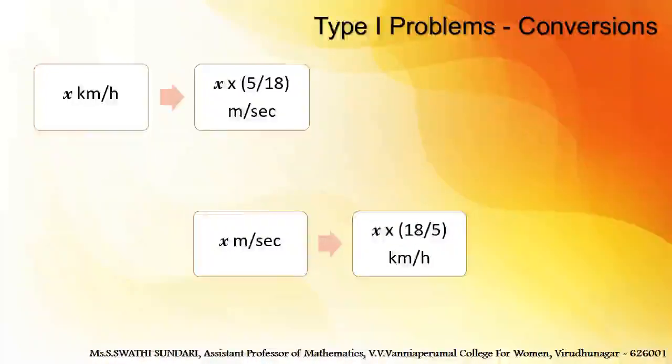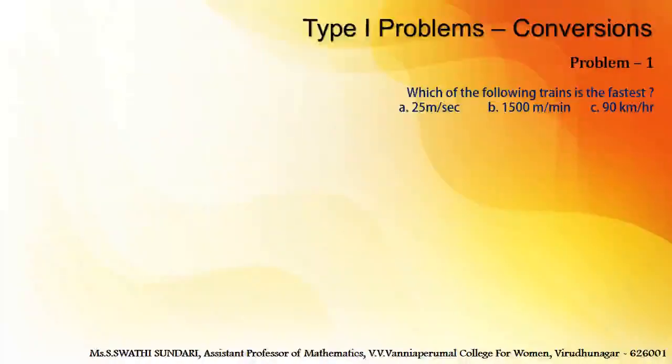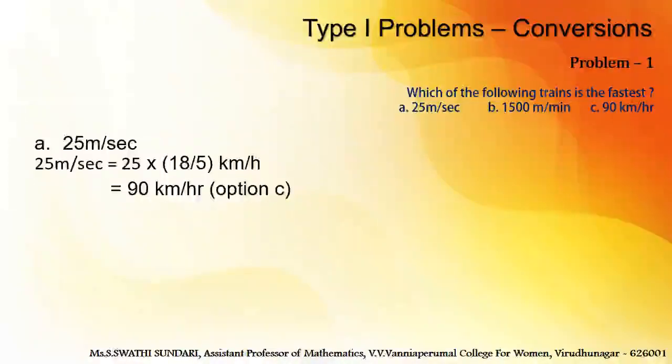So let's solve the problem under unit conversions. Here the first problem is: which of the following trains is the fastest? There are three options. It's very simple to find out the answer. First we're going to check option A. Here it has the unit meter per second. So we will change into kilometer per hour by using 18 divided by 5. So 25 meter per second is equal to 25 into 18 divided by 5 kilometer per hour, which we get as 90 kilometer per hour. This is nothing but option C.